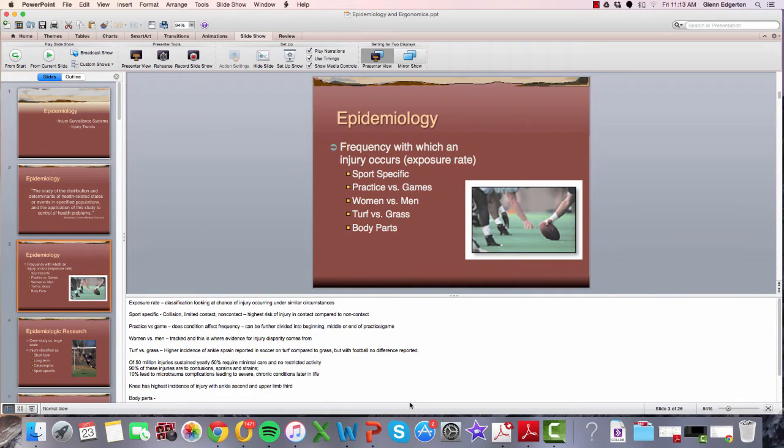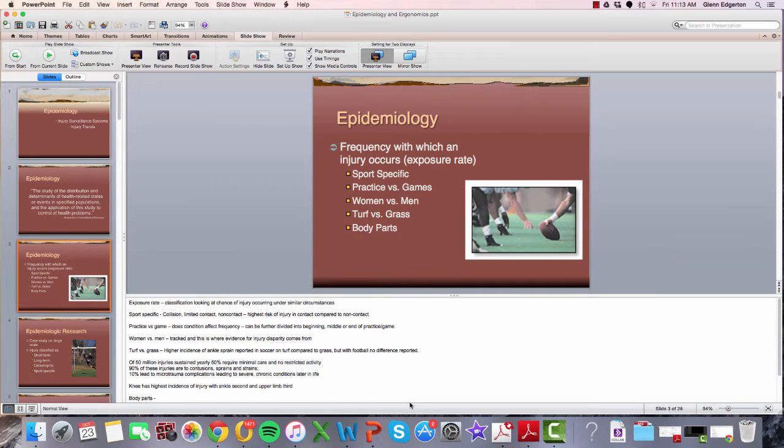When you're doing epidemiology and you're looking at epidemiology rates, you're looking specifically at the frequency with which an injury occurs, and you're going to look at that over different venues, especially in the world of athletic training. You're going to look at sport-specific type exposures, practice versus games, women versus men, turf versus grass, or body parts. So you may want to look specifically at shoulder injuries in collision sports for women during practices, for example. Or you might just look at overall injury rates between practices versus games.